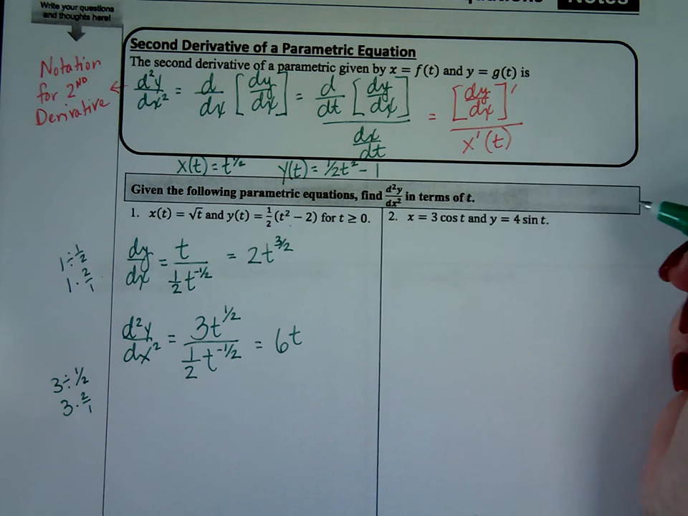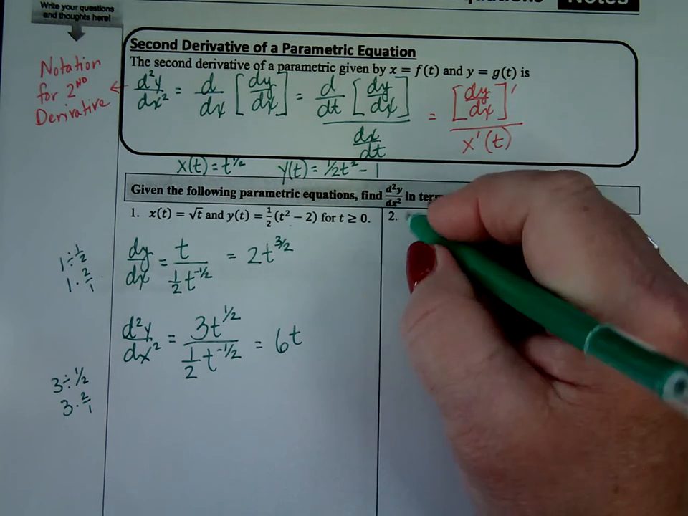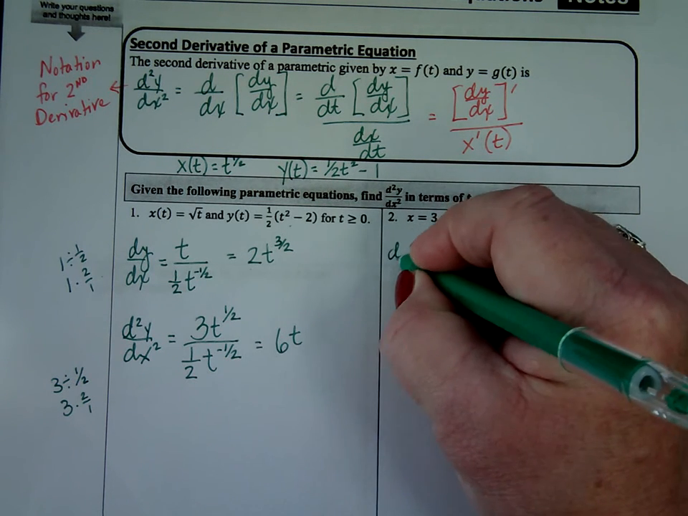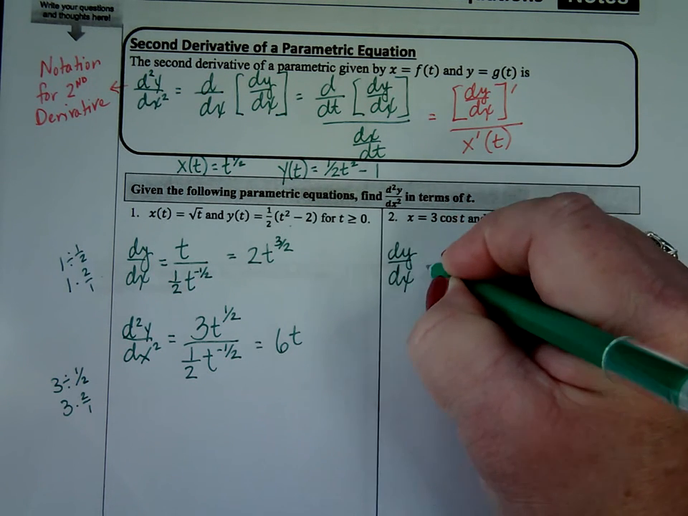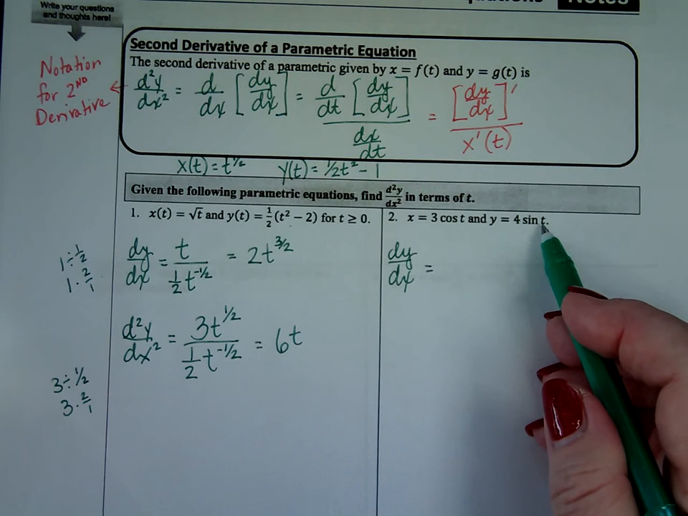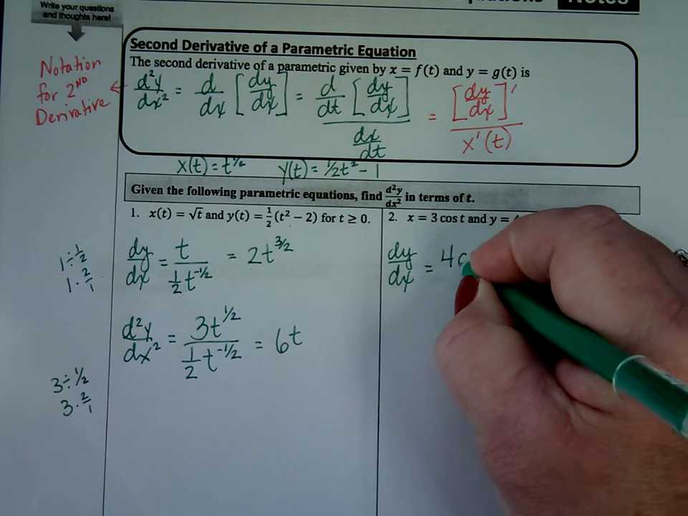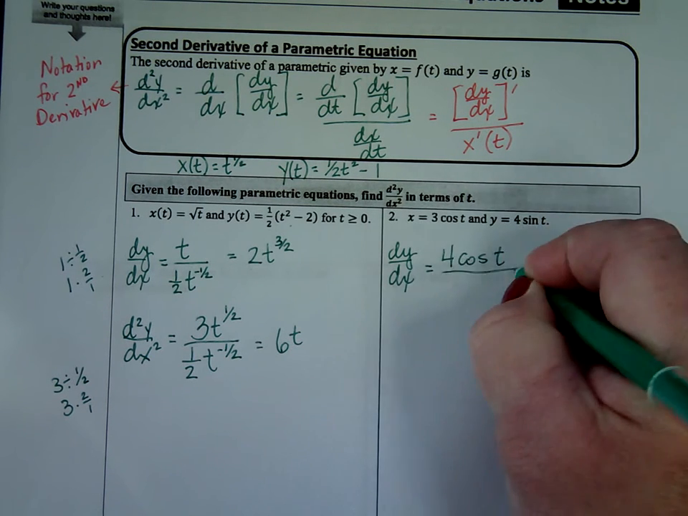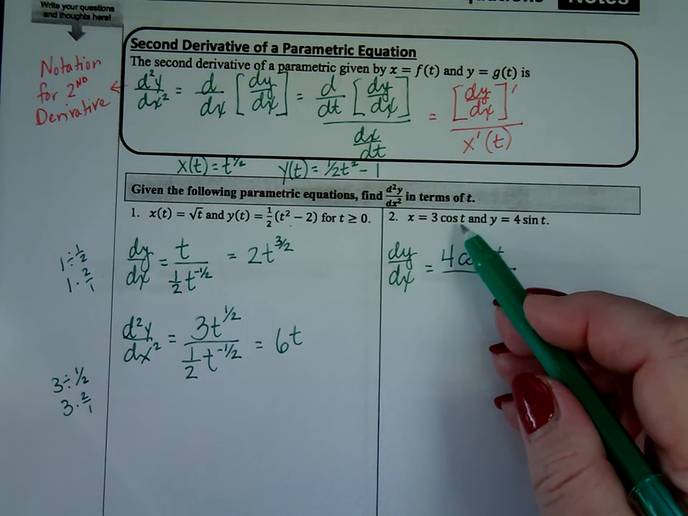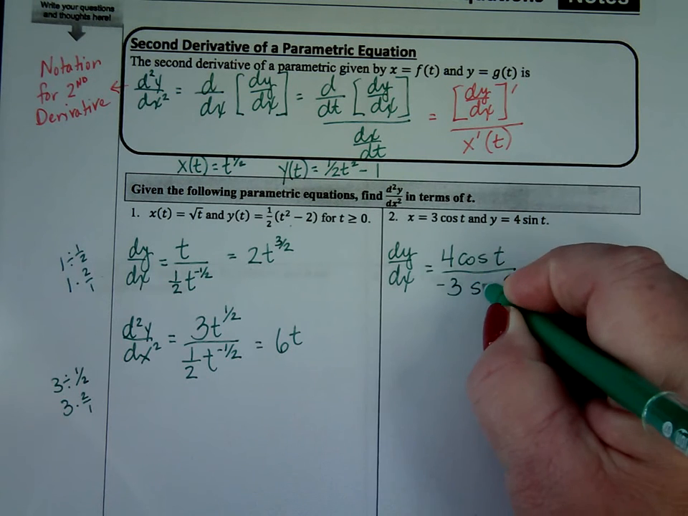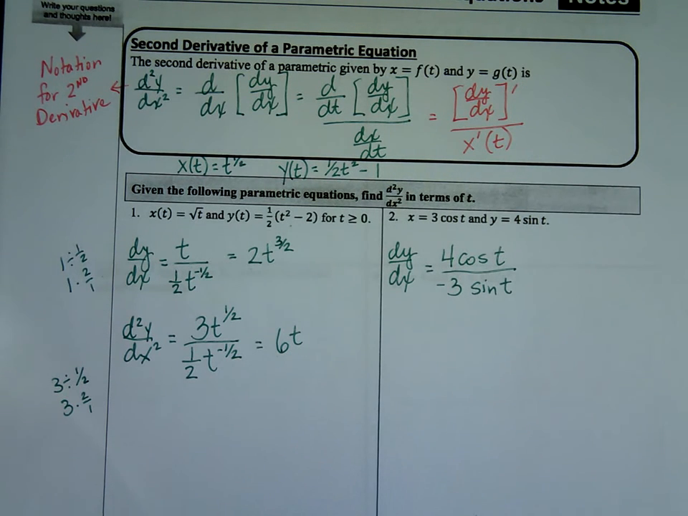There's nothing I need to do to these equations to make them better to take the derivative. So here I go. If I find dy over dx, the derivative of 4 sine of t is 4 cosine of t. The derivative of 3 cosine of t is negative sine, so negative 3 sine of t.